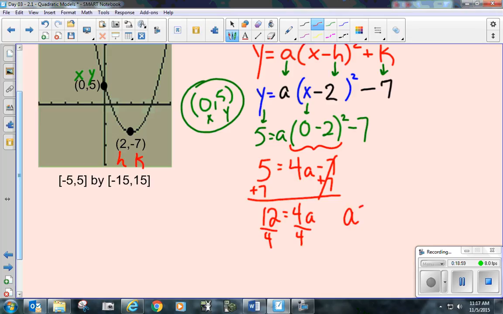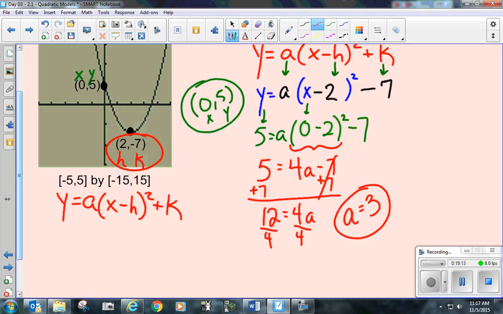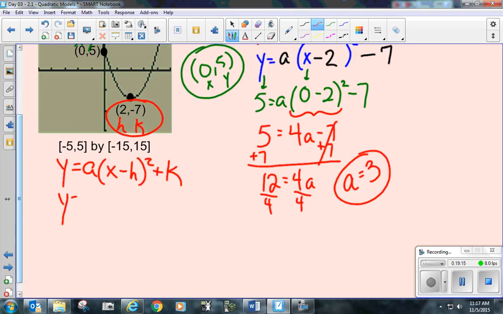So A equals 3. Here's my A. Here's my H and my K. So Y equals... Well, for the equation, we always want to keep an X and a Y in there. Alright, so Y equals 3 times X minus... Wait, I got a question. Squared and minus 7. Question.